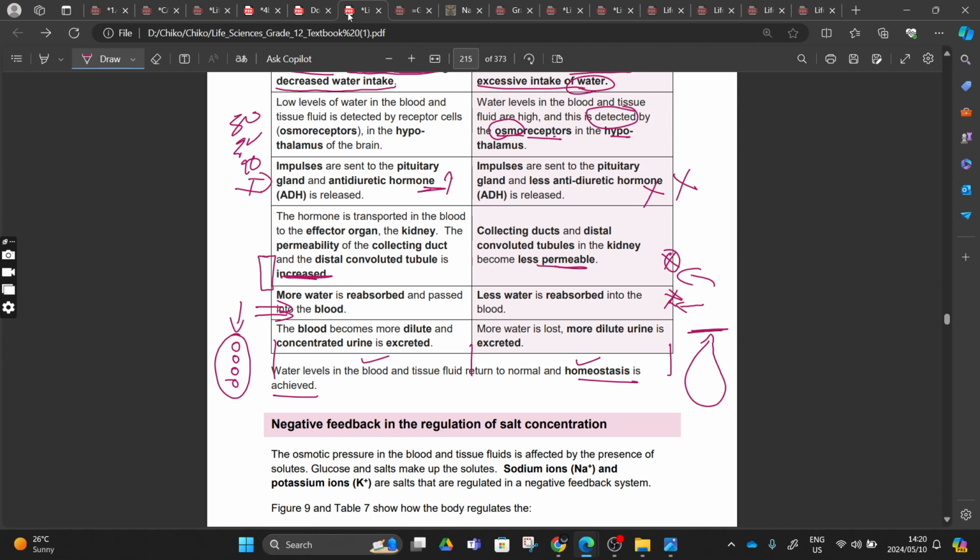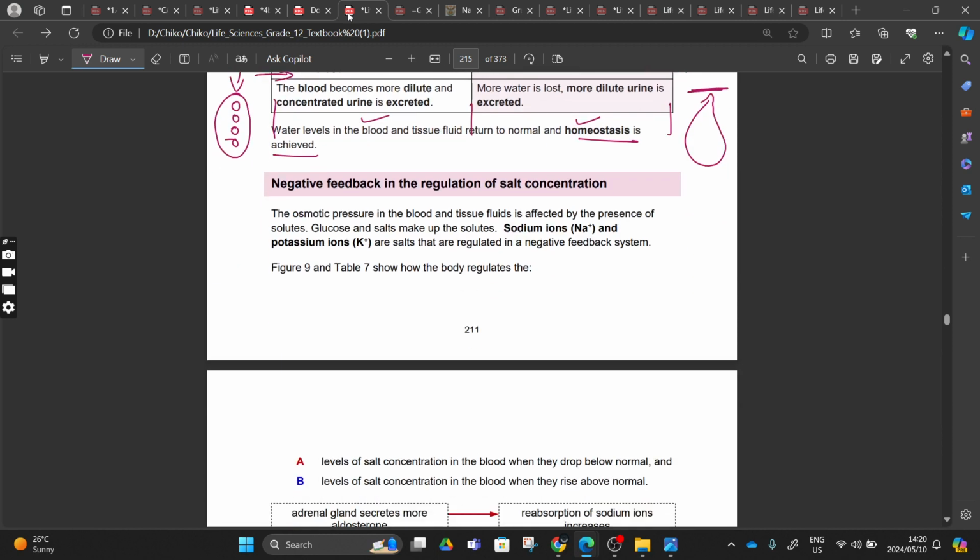So let's move. Hence, when you are exercising, you don't urinate. We are still going to talk about this. Hence, when you are running, you don't find people saying, hey, stop, let me urinate. Right? So let's move on to our salt. We are done for today.